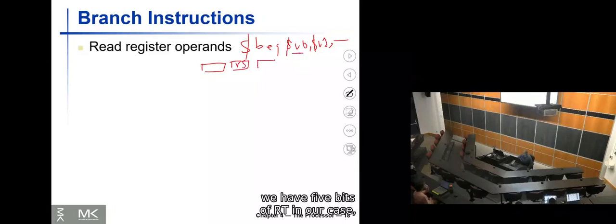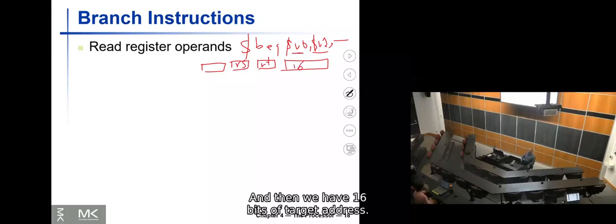We have 5 bits of RT, in our example would be V1. And then we have 16 bits of target address. Actually, the relative target. These 16 bits will be added to PC and would be the new target address after multiplying by 4. If you remember, we multiply this by 4 and then we add this to PC. Okay, again, the same thing that we have taught in the previous instructions.